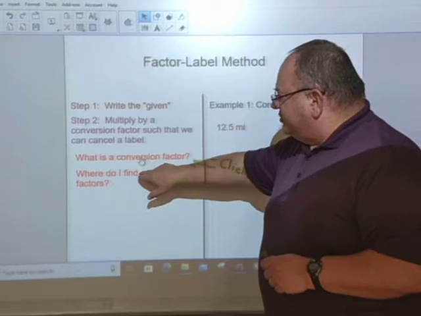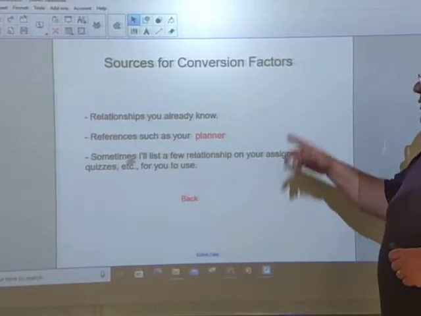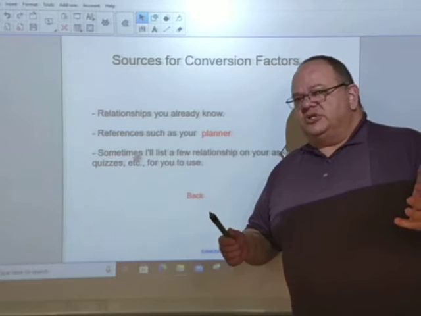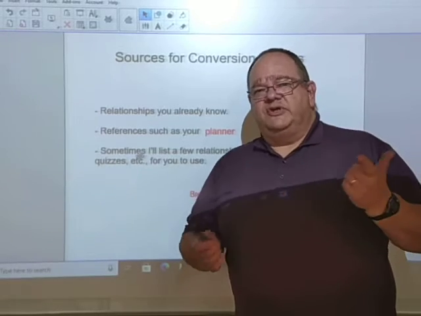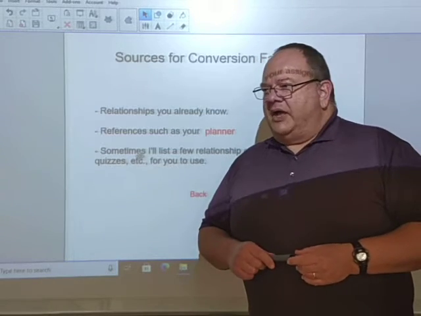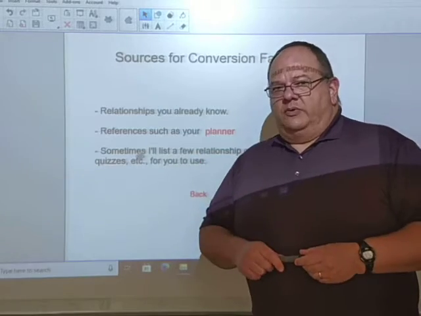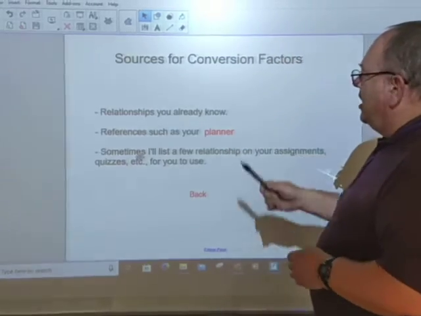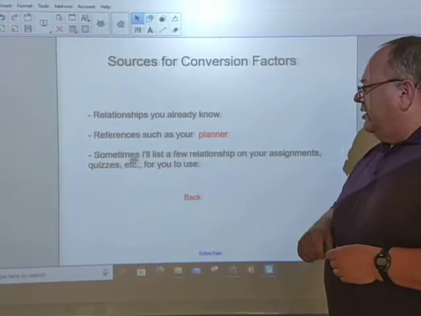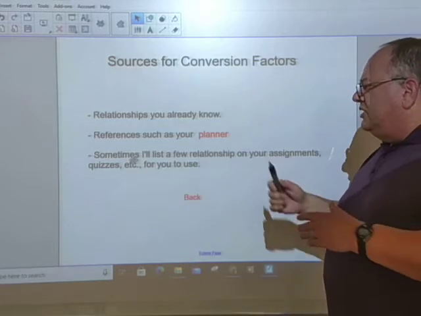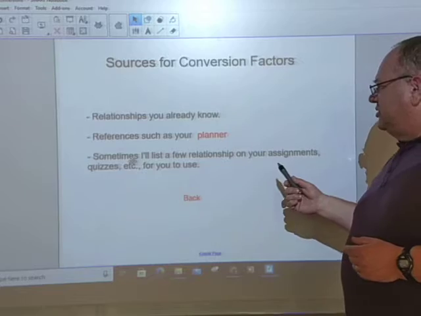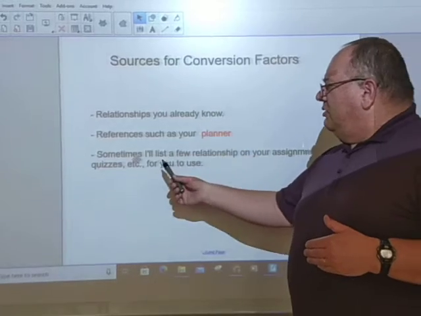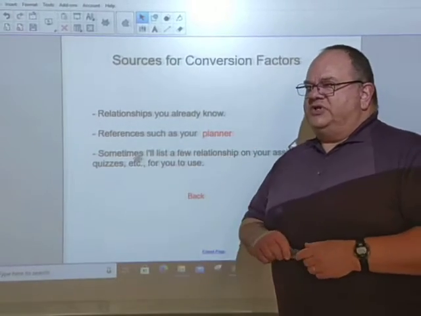Where do I find conversion factors? Well, yesterday we went through a set of English relationships that I want all of you to know. Things like 12 inches in a foot, 5,280 feet in a mile, 16 ounces in a pound, 4 quarts in a gallon. You already know those, or you should. You can look up references, like your planner. Your planner has some references. But quite often, I'll give you a few relationships on your assignments and quizzes to use. So between what you already know and a couple of relationships that I give you, we should be pretty set.